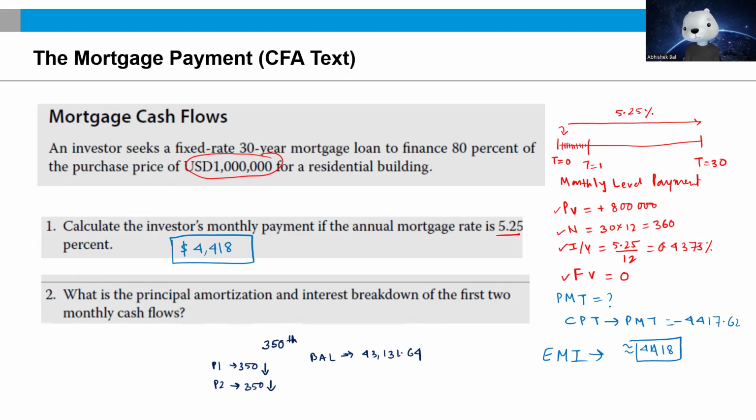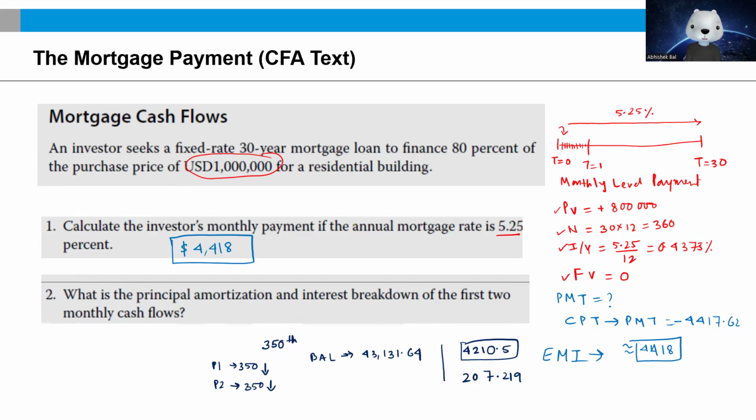43,131.6. Well, this is, of course, the principal outstanding of the loan balance. And of the EMI, or the level payment of 4,418, 4,210 in the 350th month is going to go towards meeting the principal payment, and only 207 is going to go towards meeting the interest. All right. And if you want to repeat the exercise, you could do that again.